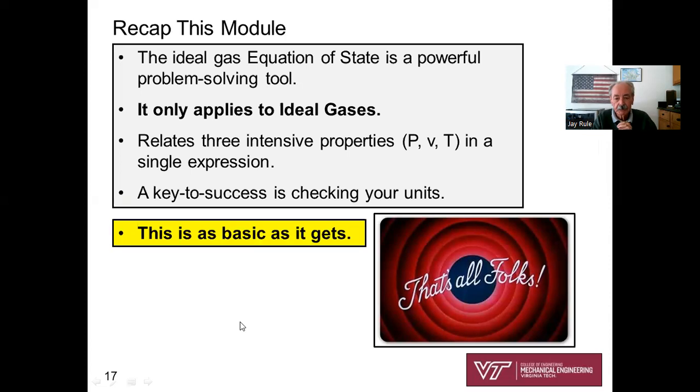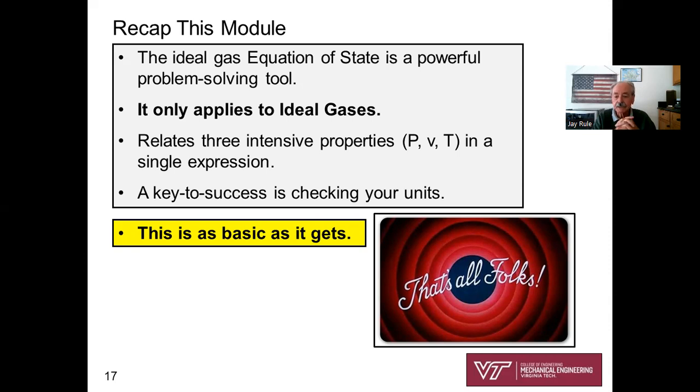So let's recap this module as a whole. The ideal gas equation of state is a powerful problem-solving tool for you as an engineer. It only applies to ideal gases. A lot of students, once you have this equation of state, want to apply this handy relationship to everything in the world. Don't do that. This only applies to ideal gases. Okay. The power of it is that it relates 3 intensive properties: pressure, specific volume, and temperature in a single expression. Very powerful. So 3 intensive properties all related to each other in one equation.